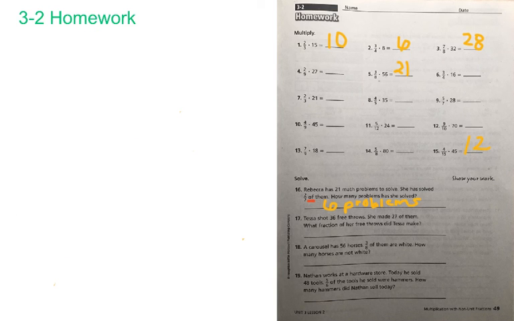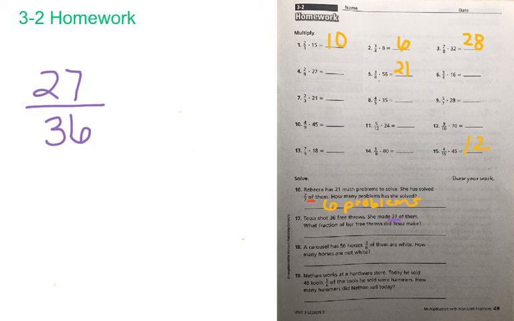Let's complete 17 together. Tessa shot 36 free throws. She made 27 of them. What fraction of her free throws did she make? So she shot a total of 36 free throws. So the total number is our denominator. And of those 36 free throws that she shot, she made 27 of them. So we have 27 over 36. 27 made out of 36 total free throws shot.